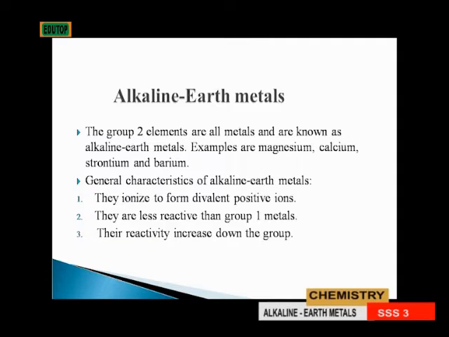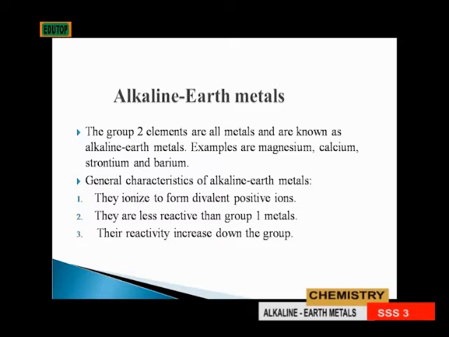Alkaline earth metals. What are alkaline earth metals? Alkaline earth metals are the group 2 elements. The group 2 elements are all metals and are known as alkaline earth metals. Examples are magnesium, calcium, strontium, and barium. General characteristics of alkaline earth metals.